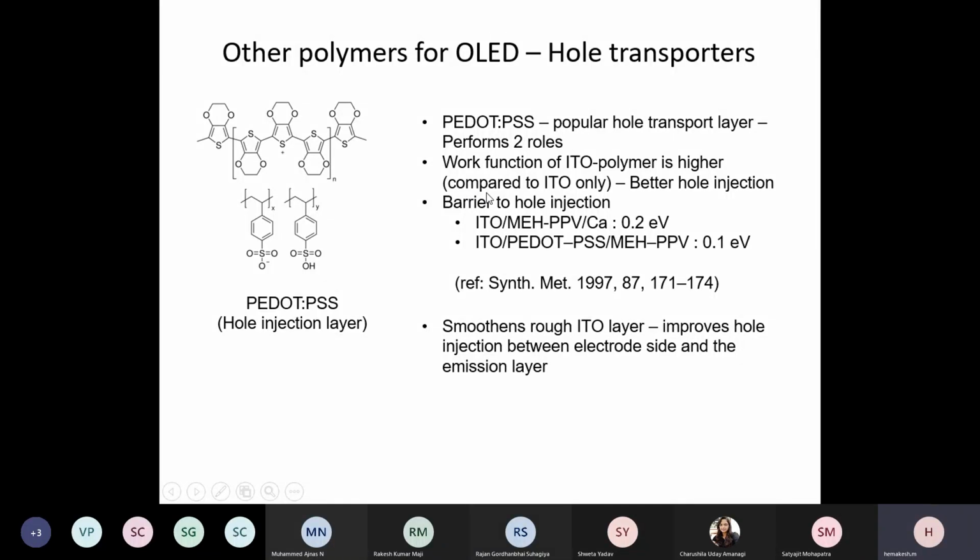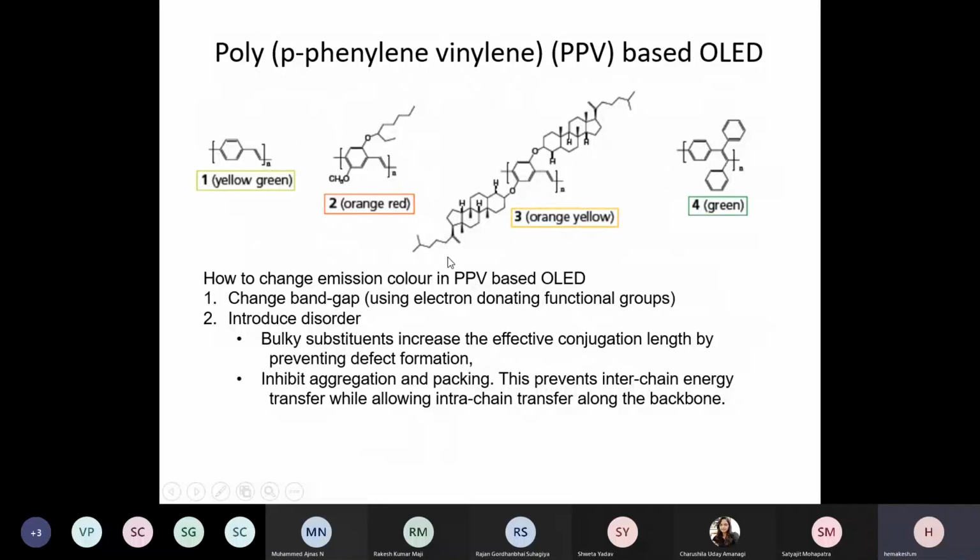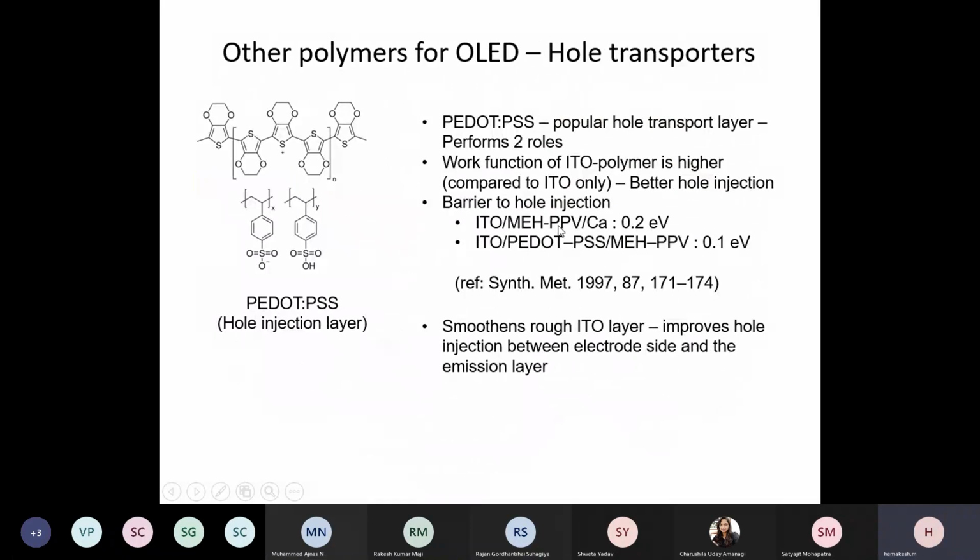And also, because of its polymeric nature and its energy level, the barrier to hole injection is modulated by using PEDOT:PSS. So this is an example of a device. So anode, emissive layer. So it is MEH-PPV. So this is this compound. So that is the emission layer and the cathode.